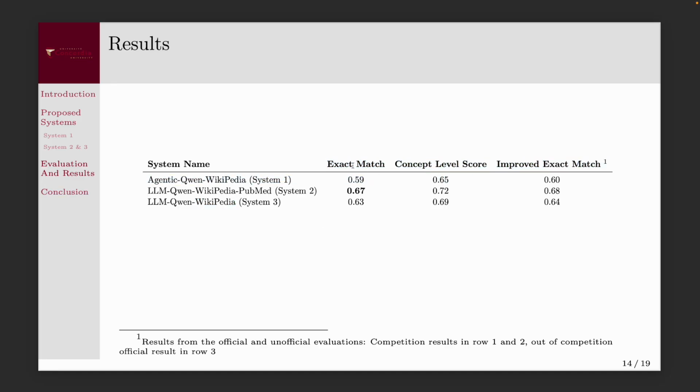The first metric is surface level match, and this is improved exact match, which is also surface level matching with improved string matching, and concept level is synonym level matching. The long answer reasoning level results are not yet out. As you can see here, system 2 performs much better than the other systems, and system 3, which we developed for comparison, is clearly much better than the agentic approach with the same information source.